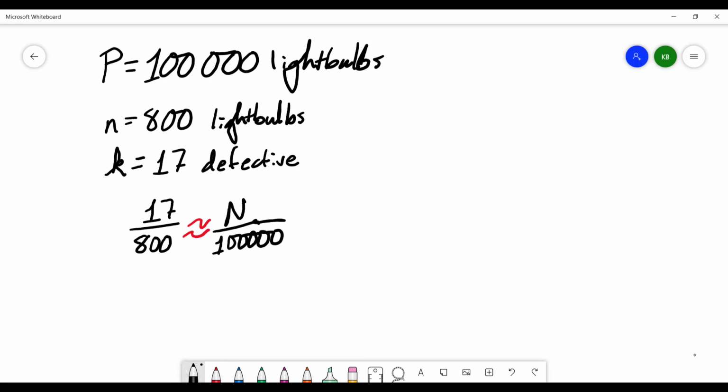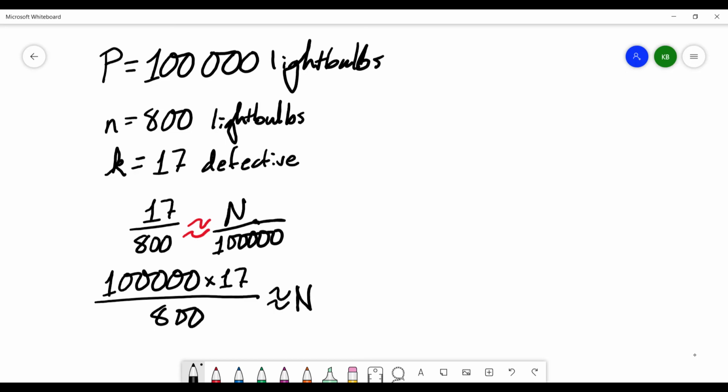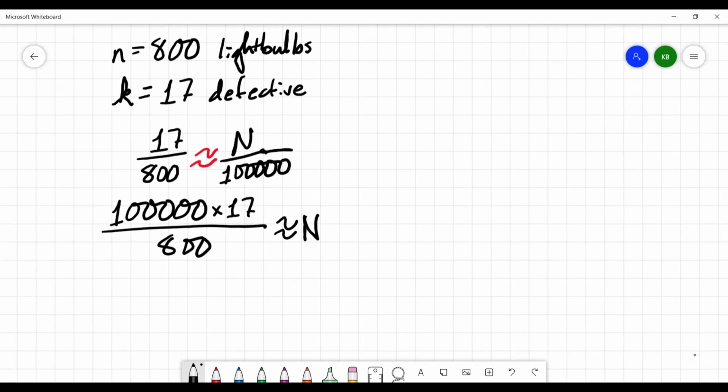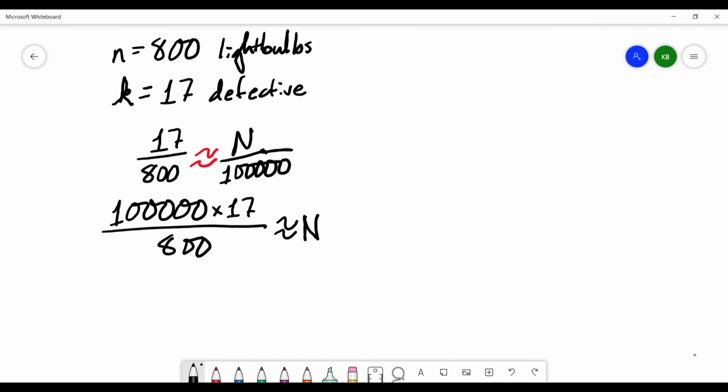And then again, we do the same thing we did last time, solving for n, our number defective in our population. To do that this time, I need to just multiply by 100,000. So I'll have 100,000 times 17 divided by 800 is approximately the number defective in the entire population. When I do that multiplication, I find that there are 2,125 defective bulbs, approximately, in my population of light bulbs.